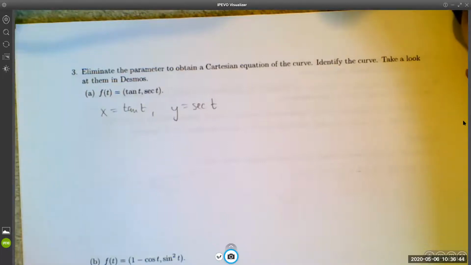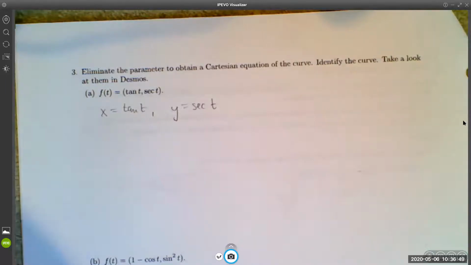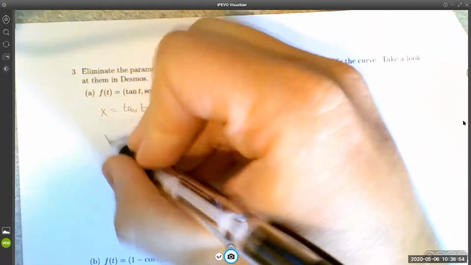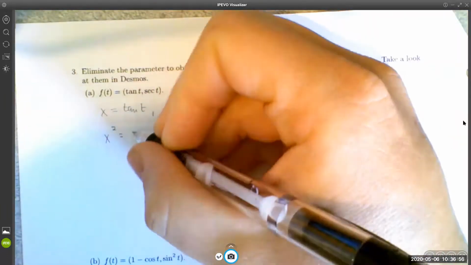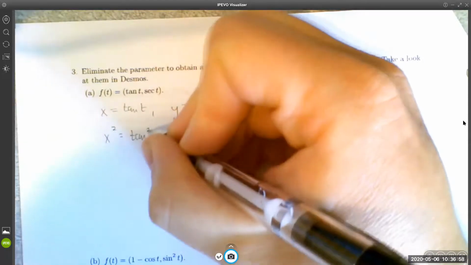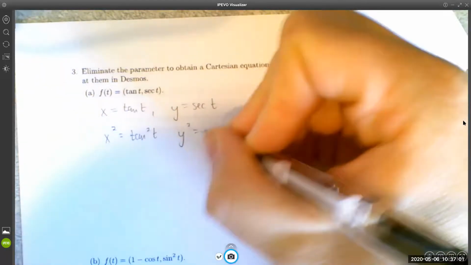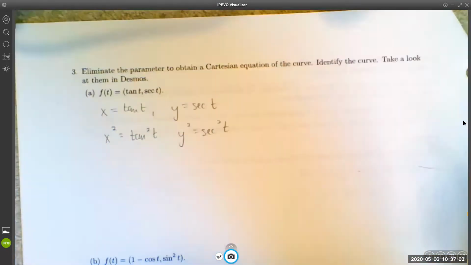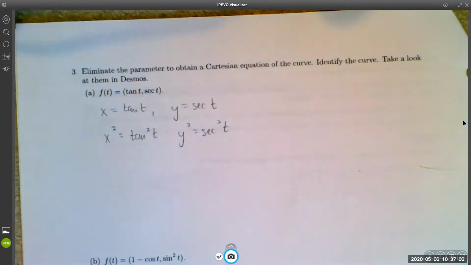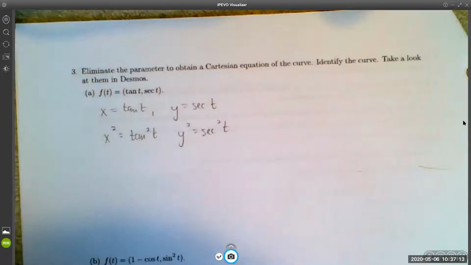And now I'm going to do the same thing that I did on the previous example with Pythagorean identities and all that. So I'm just going to go ahead and say, if x is tangent t, then x squared is tangent squared t, and y squared is secant squared t. And then I can make use of a Pythagorean identity, right? So for secant and tangent, we have tangent squared plus 1 equals secant squared.